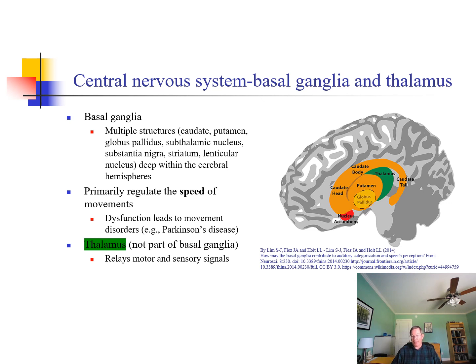Now, the thalamus, which lies behind the basal ganglia, except for the caudate tail, is like a train relay station. So it's taking motor and sensory signals and processing them, going down the brainstem to the spinal cord, or coming up from that and sending them to the cortex. But it's not properly part of the basal ganglia.